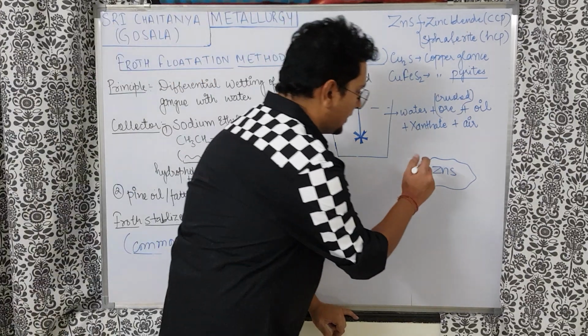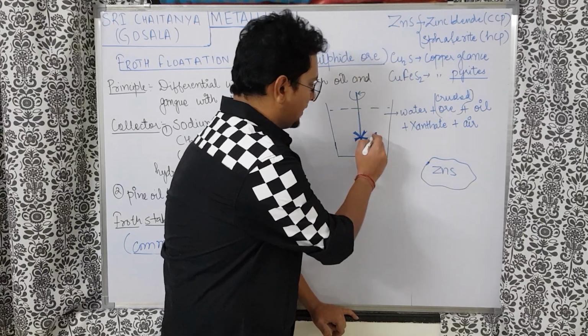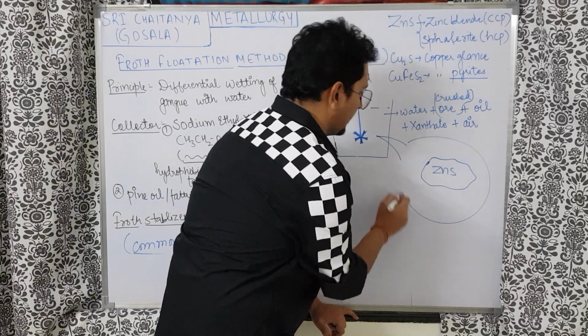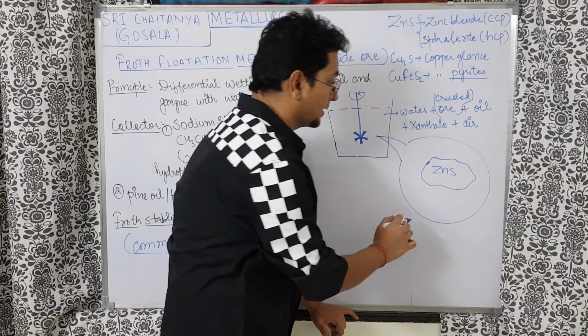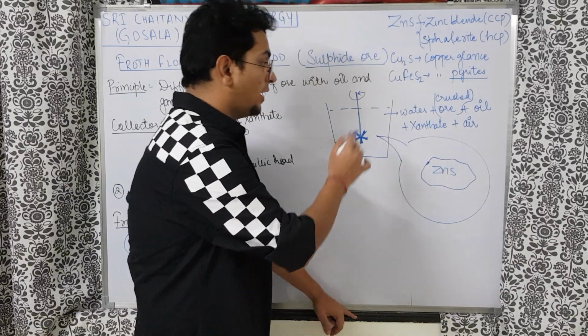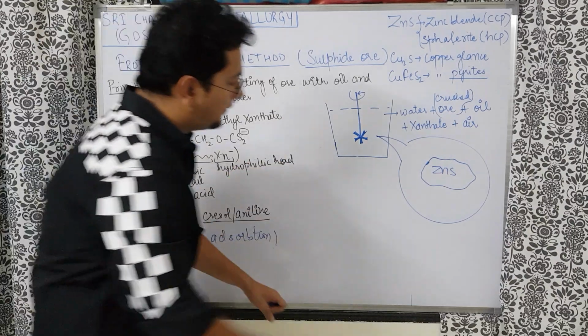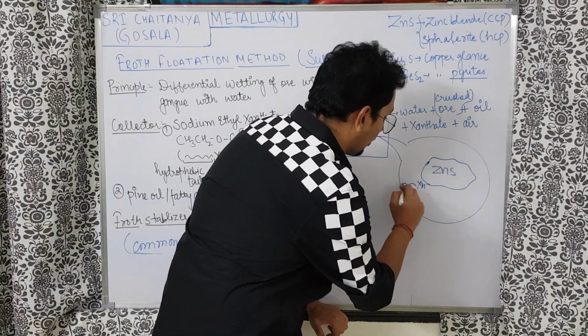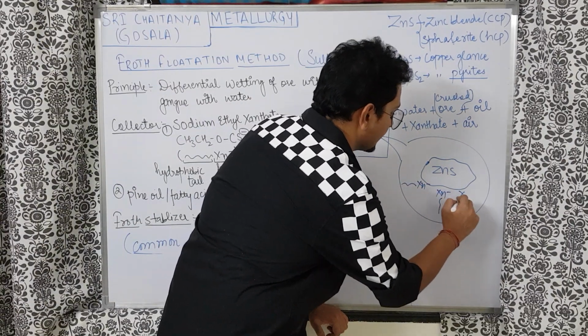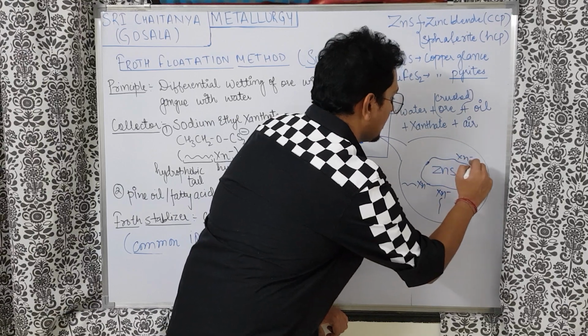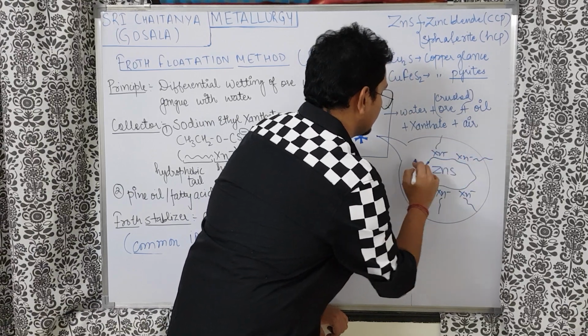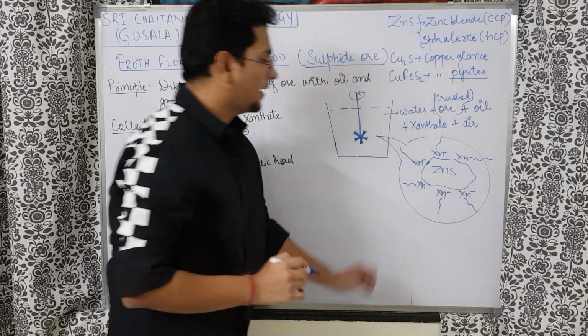But the scenario here is this. This is the ore. Let us say one big ore I have taken out, I magnified it. What will happen? In this same medium, you have xanthate also. Xanthate has a sulfide ion, so it will get adsorbed over the surface of ZnS. Which principle is this? Common ion adsorption. Okay? Common ion adsorption.